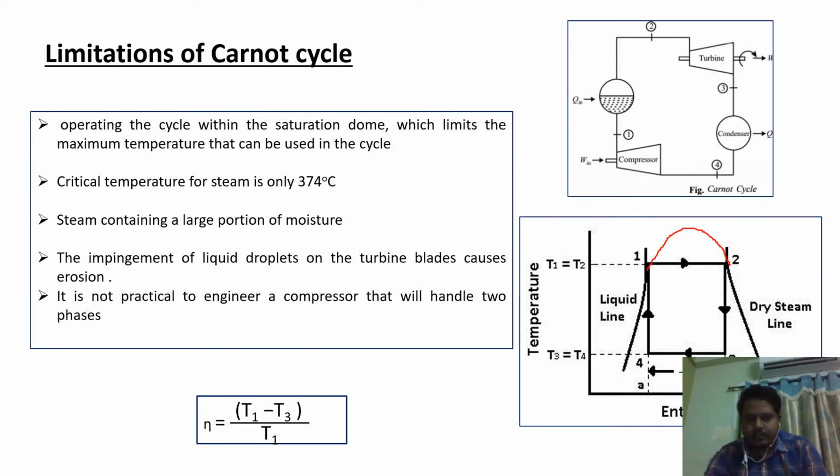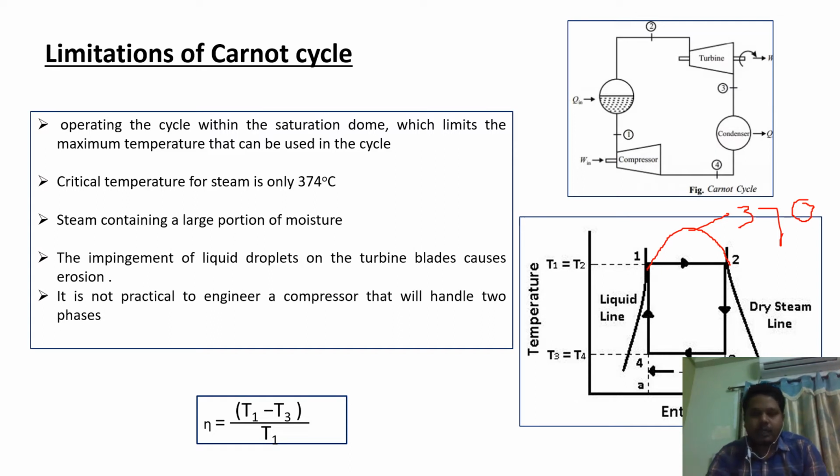Here the critical temperature is around 370 degrees centigrade. So we cannot operate this cycle beyond 370 degrees centigrade. We cannot operate at higher temperatures because the cycle is situated below this dome. So we cannot operate this cycle beyond this dome. That is the limitation in the Carnot cycle.